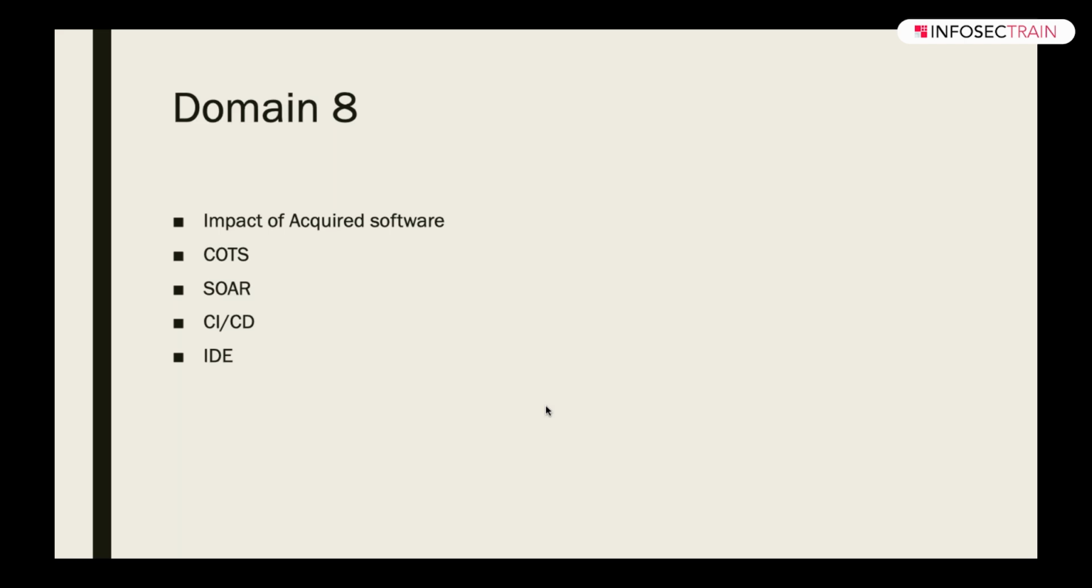So COTS is a kind of product where you cannot customize anything. It is just off the shelf, something that will be sold. You just open the box and you need to use it. There's nothing much that we can do about it. That is your commercial off the shelf.